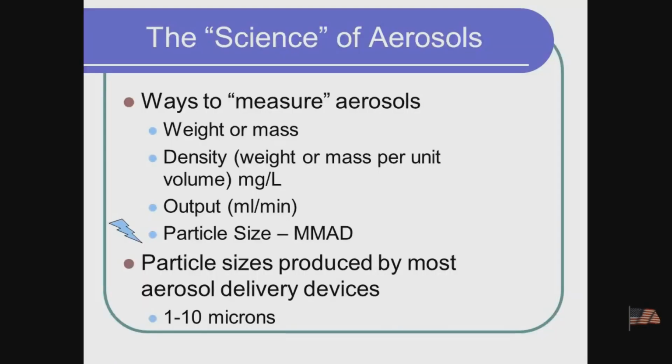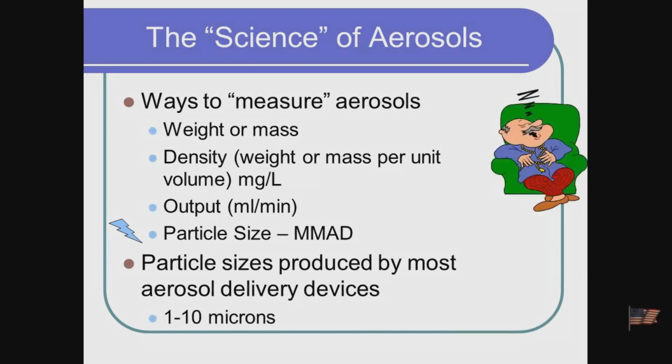So there's lots of different ways that we can quantify how much aerosol is being delivered. The one that we're going to focus on is something called MMAD. But there are other ways, as far as you can say so many milliliters per minute is being utilized. But this mass median aerodynamic diameter is talking about how big the particle size is. And most of the devices we'll use are somewhere between 1 and 10 microns in size. Are you bored yet? I would be.